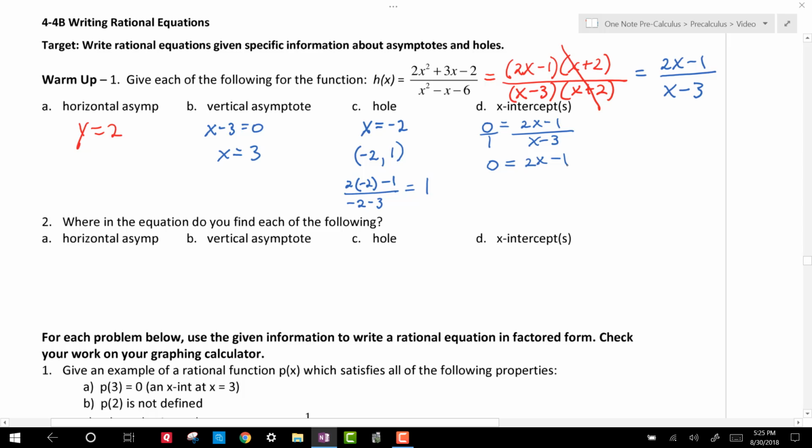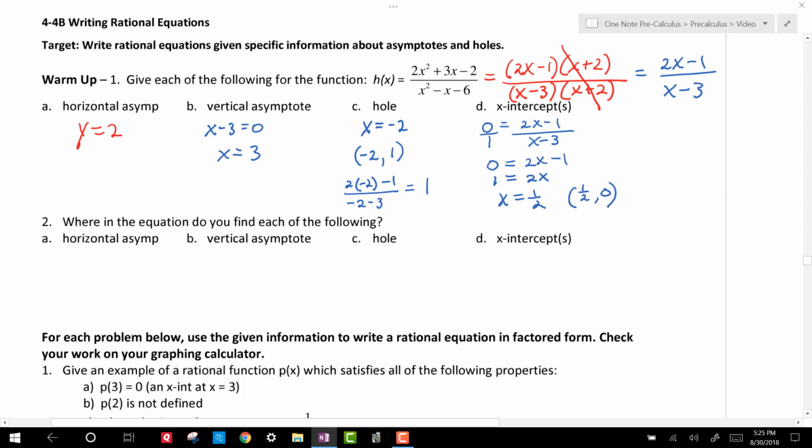Now here's the deal, you guys. If you've been paying attention before, your x-intercepts always come from the numerator. The denominator is your vertical asymptote. The numerator is your x-intercepts. So think about that when we go down to the bottom here. I'm going to add 1 to both sides. I get 2x equals 1. Divide both sides by 2, and I get x equals 1/2. So I have an x-intercept at 1/2, comma 0.